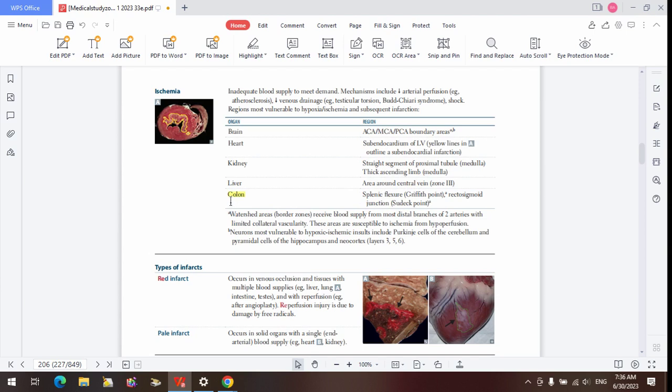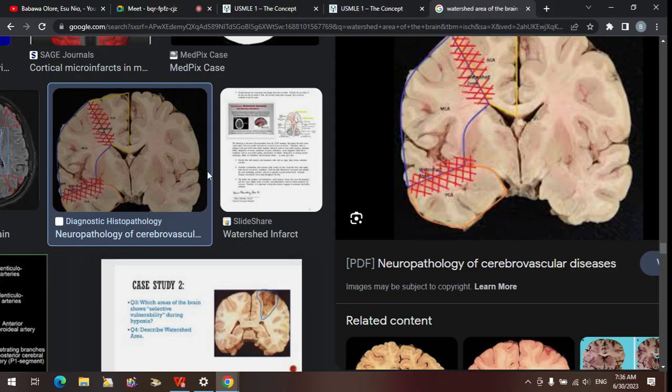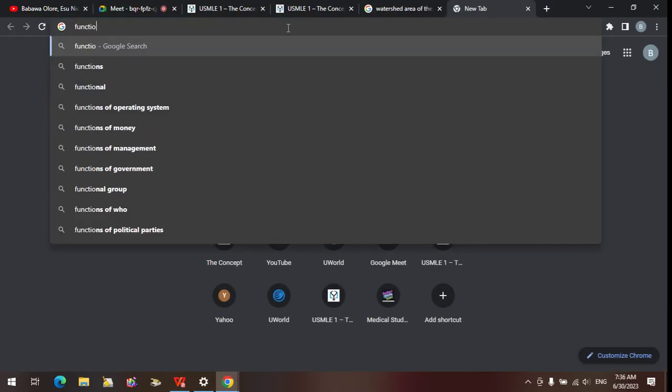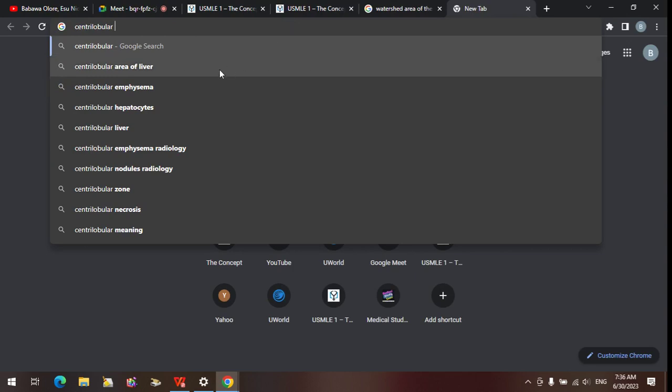Now the next one is the liver. Oh, I'm not sure I have an image for this. Let's see if we can bring that out so that we can see what we are talking about. So we look at the functional unit of the liver. Let me just say the central lobular area of the liver.